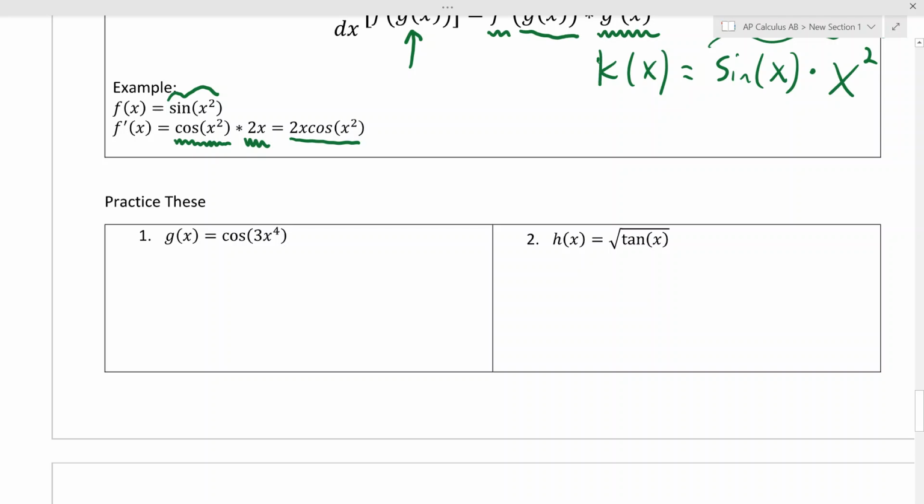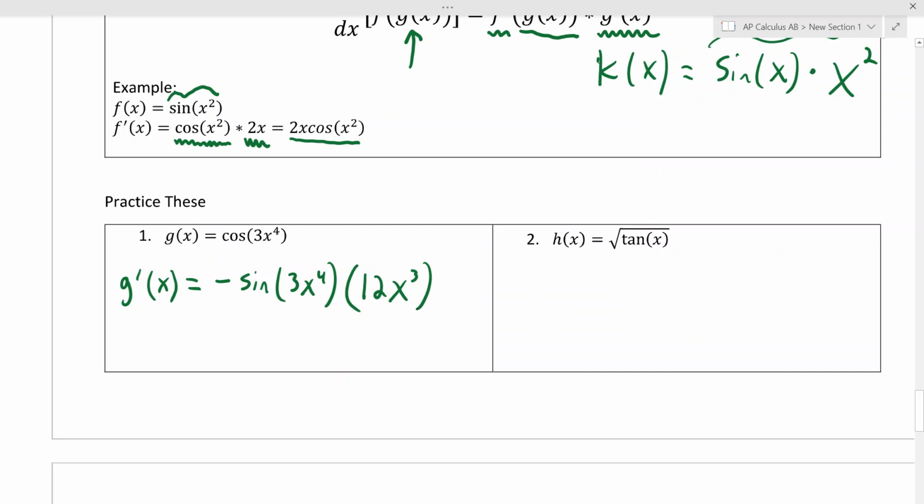The derivative of cosine with something plugged into it, chain rule says, again, this is not a product. You derive cosine. That becomes negative sine. Then you multiply that by the derivative of the inside, which would be 12x cubed.